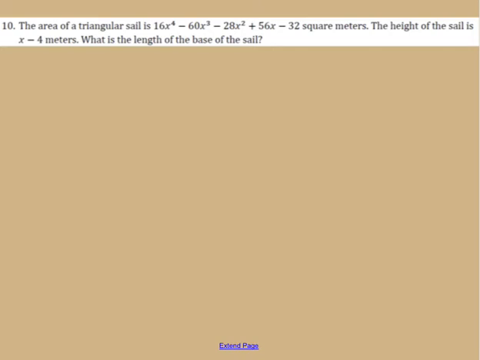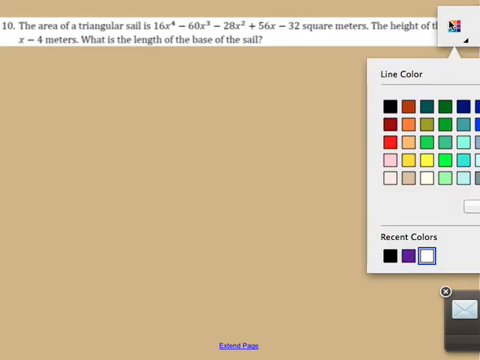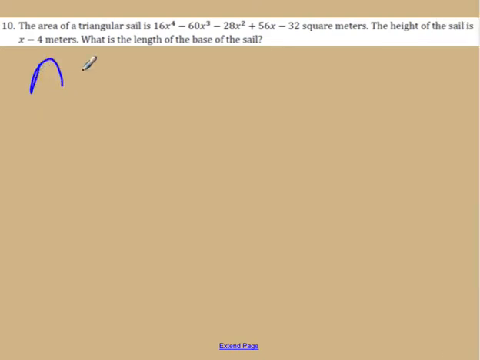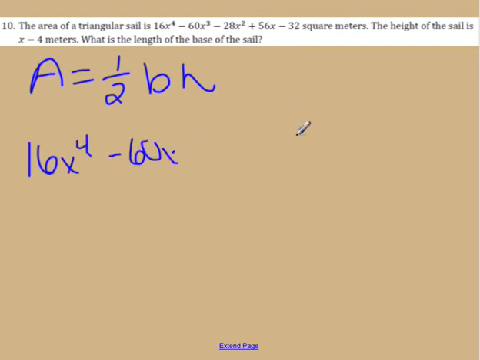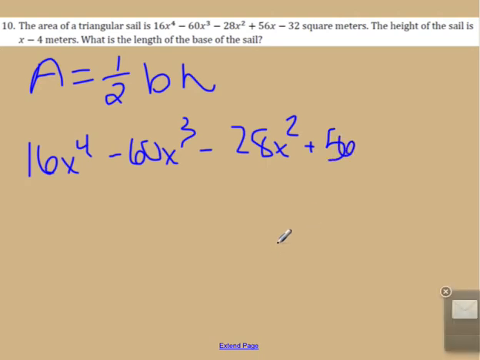So the area of a triangular sail is 16x to the fourth minus 60x cubed minus 28x squared plus 56x minus 32. So we know that the height is x minus 4. To get the area of a triangle, it's 1/2 base times height. So we're trying to find the base. We know that the area is 16x to the fourth minus 60x cubed minus 28x squared plus 56x minus 32, and that's equal to 1/2 times the base times the height, which is x minus 4.